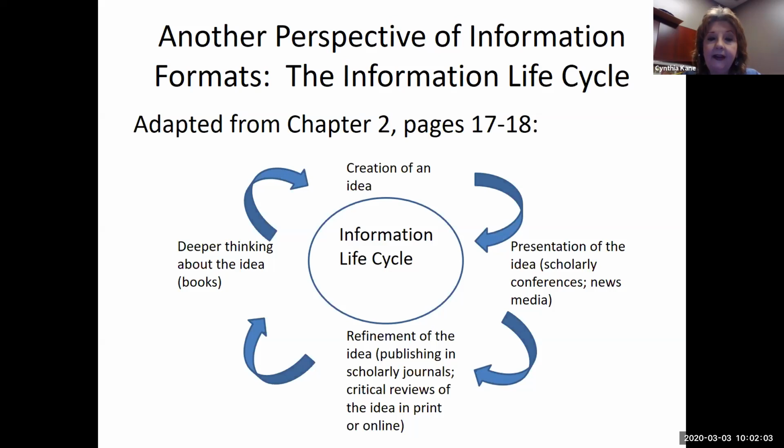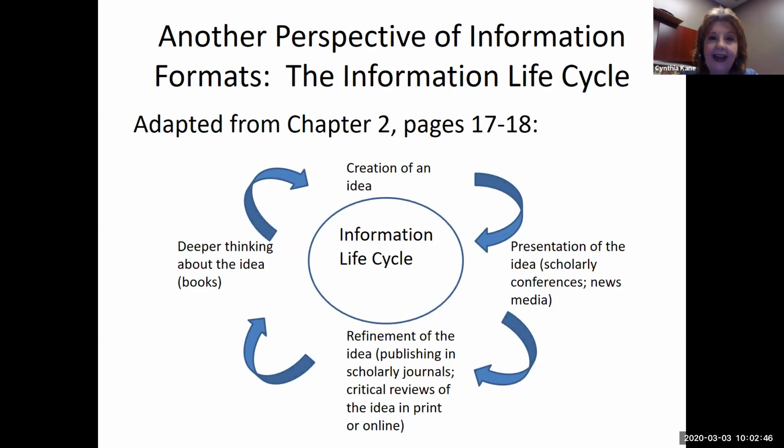The idea then could definitely be refined by publishing an article about the idea, maybe much more in-depth in scholarly journals. You might have professors who keep saying to you, go back to scholarly journals, find articles in scholarly journals. The reason they're doing that is that they want you to find these refinements of an idea. Or there might be critical reviews of the idea in print or online, perhaps like letters to the editor in scholarly journals talking about an idea back and forth. And finally, many ideas will make it to ebooks or print books that offer a deeper analysis or deeper thinking about the idea.